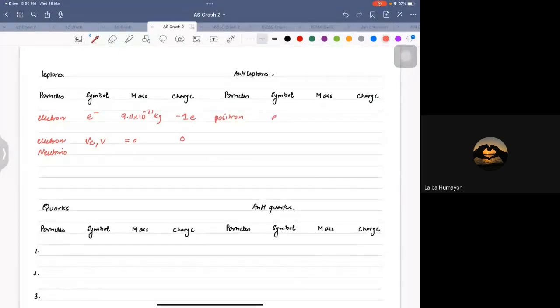The symbol of the positron is e plus, and it has the same mass and opposite charge, so it has plus 1 e. And then for the antiparticle of the electron neutrino, we write anti-electron neutrino, which is ν_e with a dash on top of it. The dash means that it is an antiparticle. So almost no mass and no charge. You guys get it? Please fill in the table.